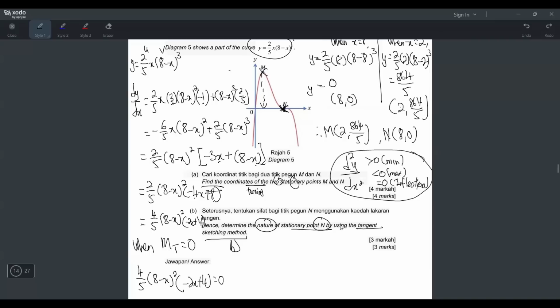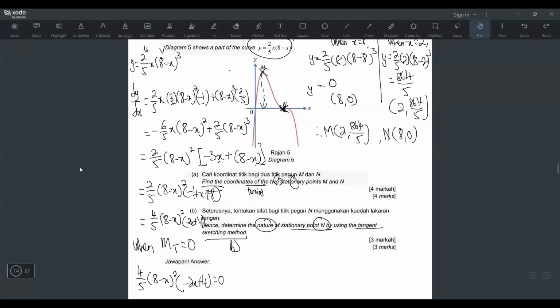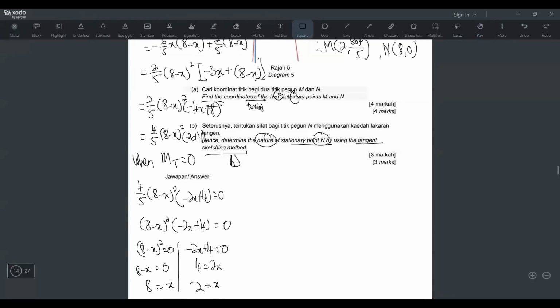But this question they want us to use the tangent sketching method. So let's forget about this second derivative. I will teach you the tangent sketching method, right? For tangent sketching method, we have to draw a table. Actually, this one came out in the Terengganu paper, or I forgot which state paper. Yeah, a recent paper also asked this, right?